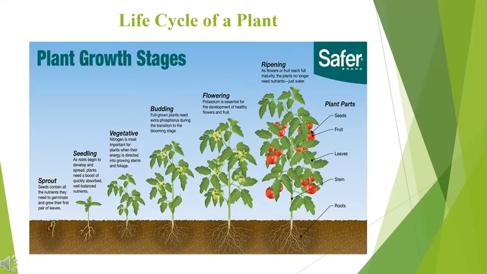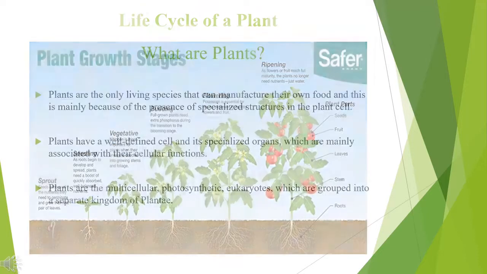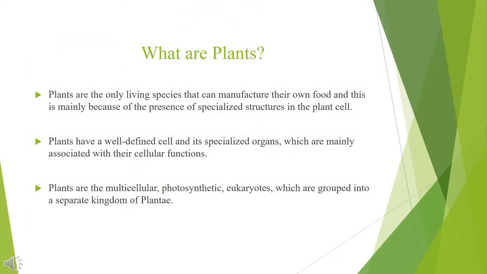So this picture gives us a brief idea about the life cycle of a plant. So what are plants? Plants are the only living species that can manufacture their own foods, and this is mainly because of the presence of specialized structures in the plant cell.